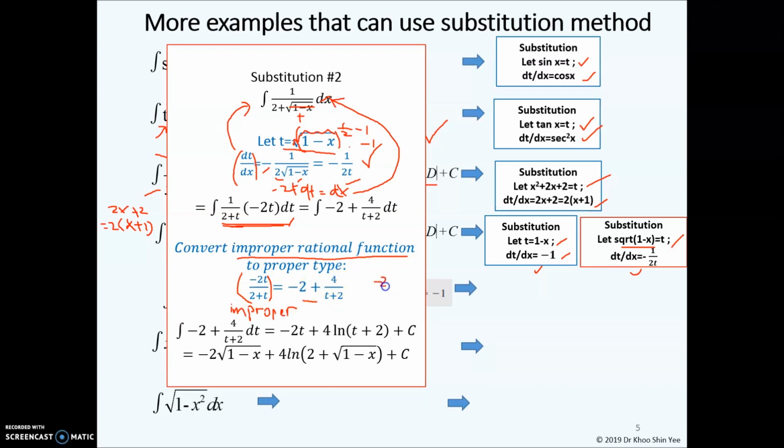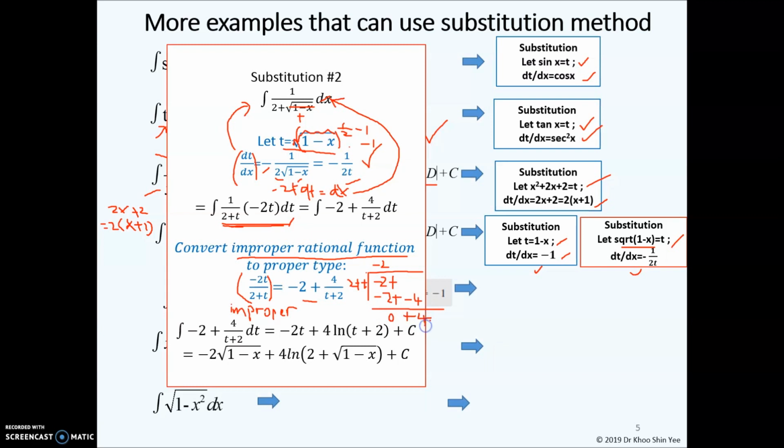We have a negative 2t at the top, and then at the bottom, you want to divide it with 2 plus t. So we have to multiply negative 2 to get negative 2t. So negative 2 multiply t, you get this. Negative 2 multiply 2, you get negative 4. Okay, so negative 2t minus with this thing, you get 0. Minus with negative 4, you get 4.